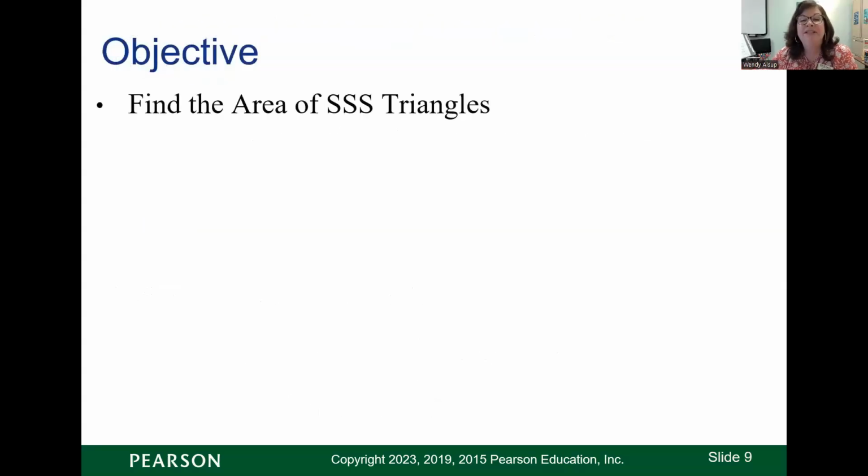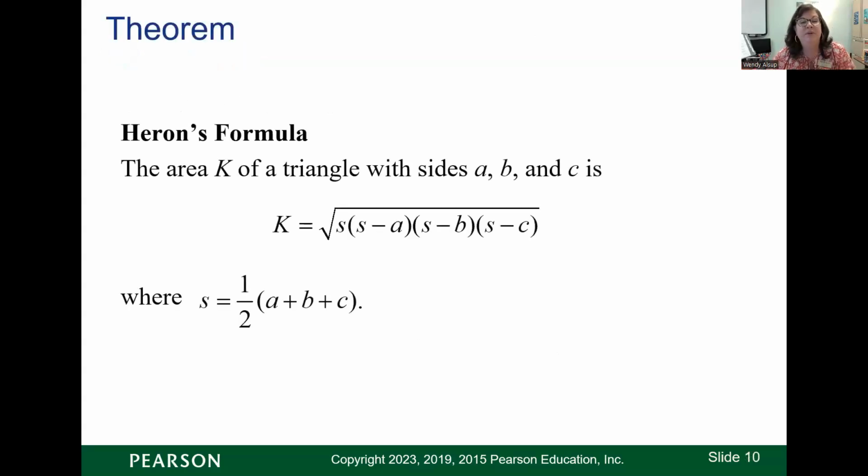All right, how about the area of a side, side, side triangle? We only know the lengths of the three sides. We do not know an angle. And this is a different formula. K, the area, equals the square root of s, where s is 1/2 (a plus b plus c). Those are the three sides. So half of the three sides added together is this value known as s. The area will be the square root of s times (s minus one side) times (s minus another side) times (s minus a third side).